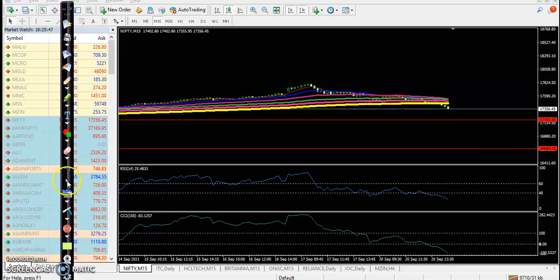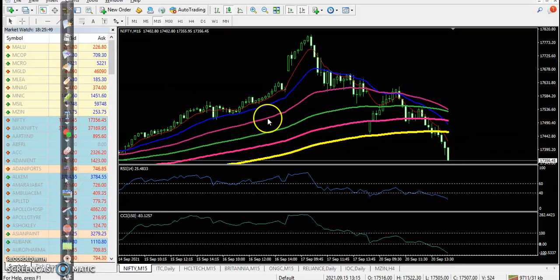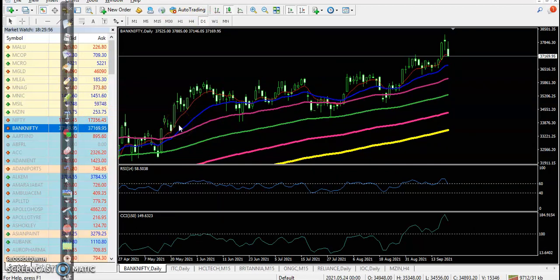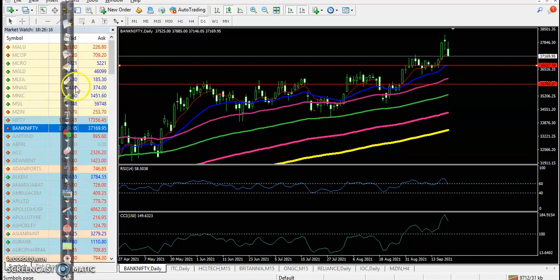Alright, let's see Bank Nifty. Let's jump to the daily chart first. Okay, this one is Bank Nifty, same pattern here. You can see somewhere there is a supporting line, first support, then the 20 moving average, second support, which we expect here. So we are looking for a buy after a correction to this level or somewhere there.